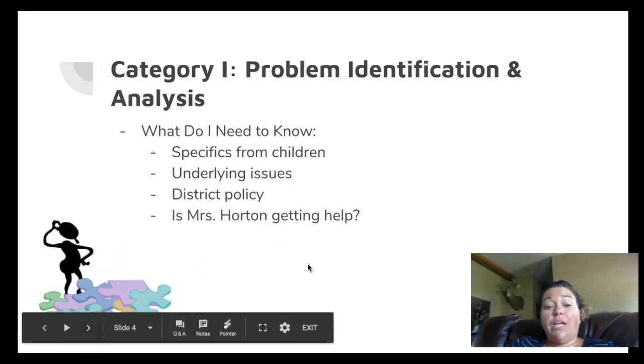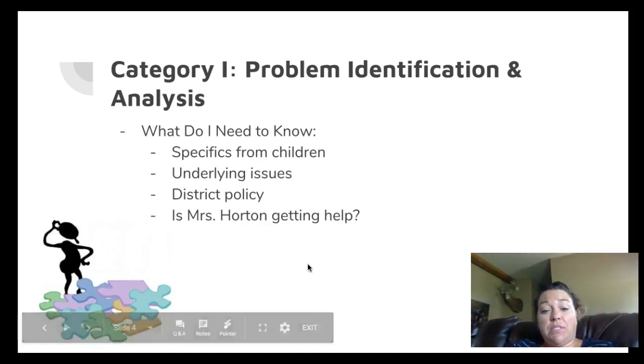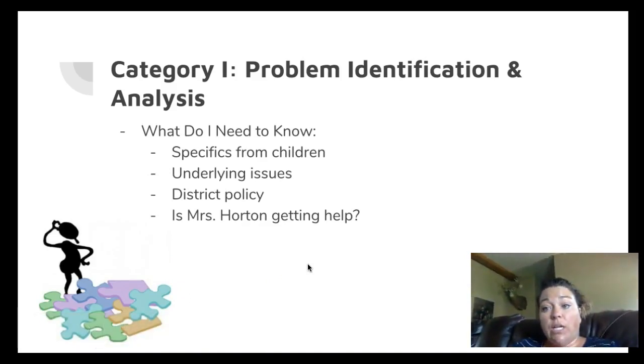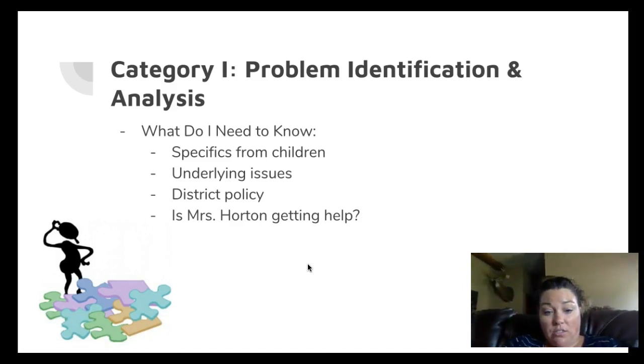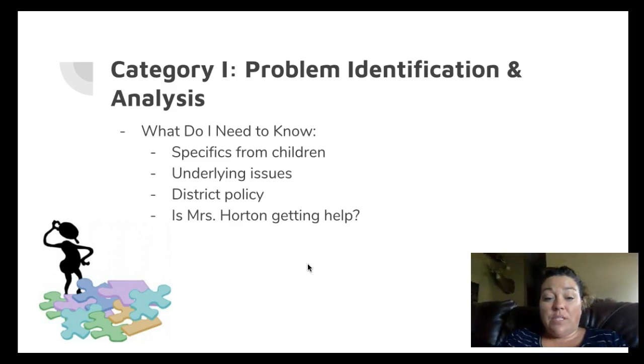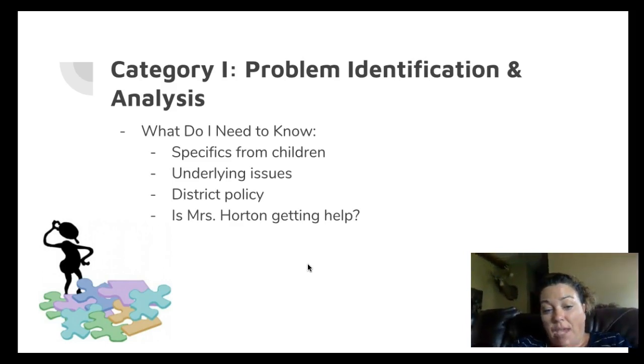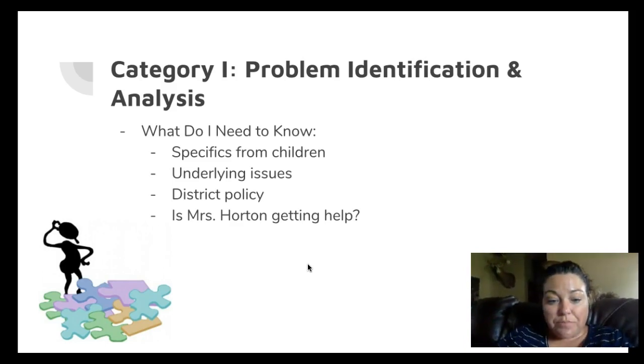What do I need to know? I need to know maybe some specific incidences from children and parents, and that might be just as simple as the administration talking to children. I need to know what some underlying issues are. I mean, we know there's a problem at home, but apparently it hasn't been resolved. And are there some other underlying issues that might be happening at school?